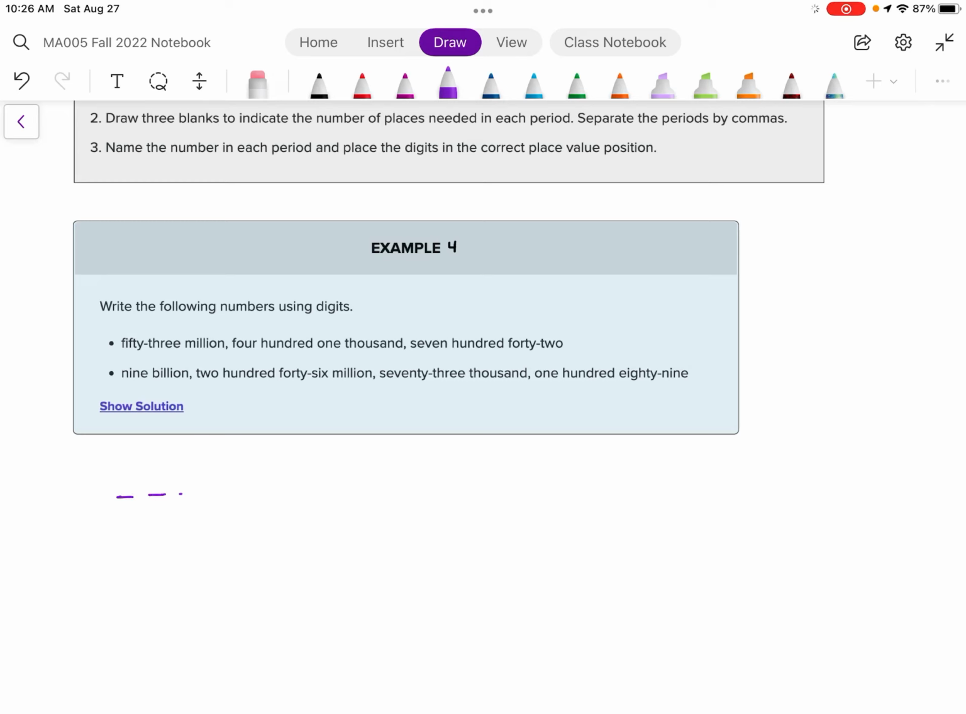So we're going to have 3, and then I'll use a different color, and then I'll use another different color. Okay, so let's start with the millions place. That's the purple. So we've got 53 million. We're not going to have anything in the hundreds place there. It's just 53 million. Then there's 401,000.